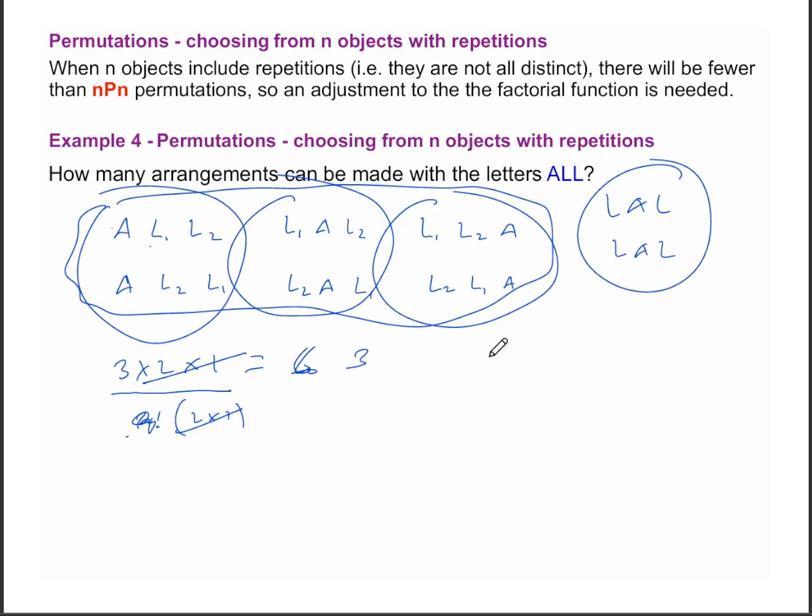So when there are repetitions, you have all the letters that are there, so 3 factorial. We would leave it as this if all the letters were distinct. But because there are repetitions, we divide by how many times that letter is being repeated. So L is being repeated twice, so it will be divided by 2 factorial, which gives us our answer of 3.